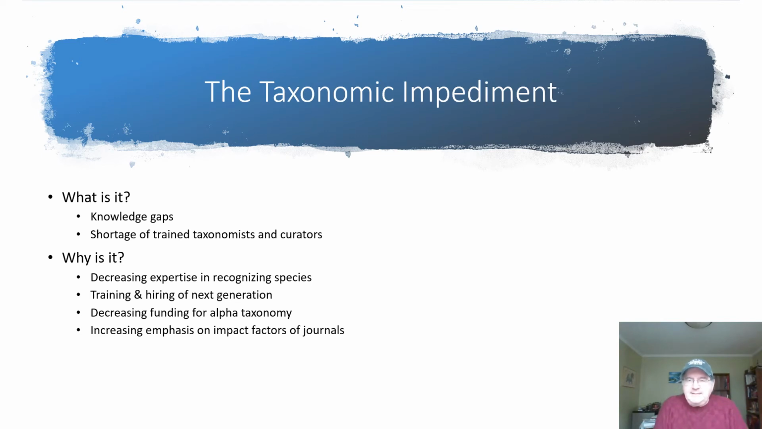Why is there a taxonomic impediment? Well, one thing is that the number of taxonomists with expertise is decreasing in the world. Like it or not, in some ways, I feel that the practitioners of taxonomy and systematics that were around when I began my graduate school career are as rare as hen's teeth now.